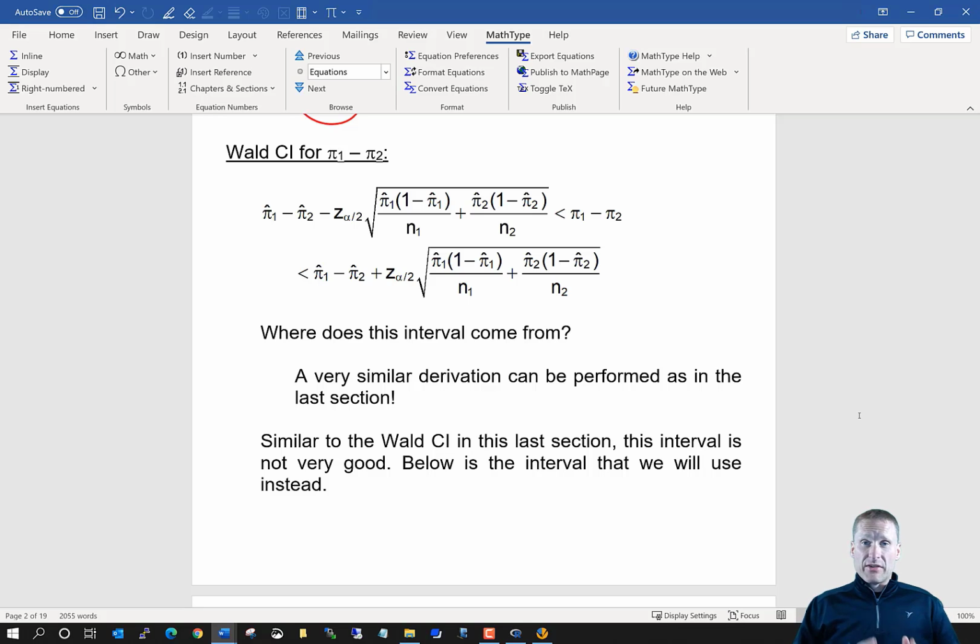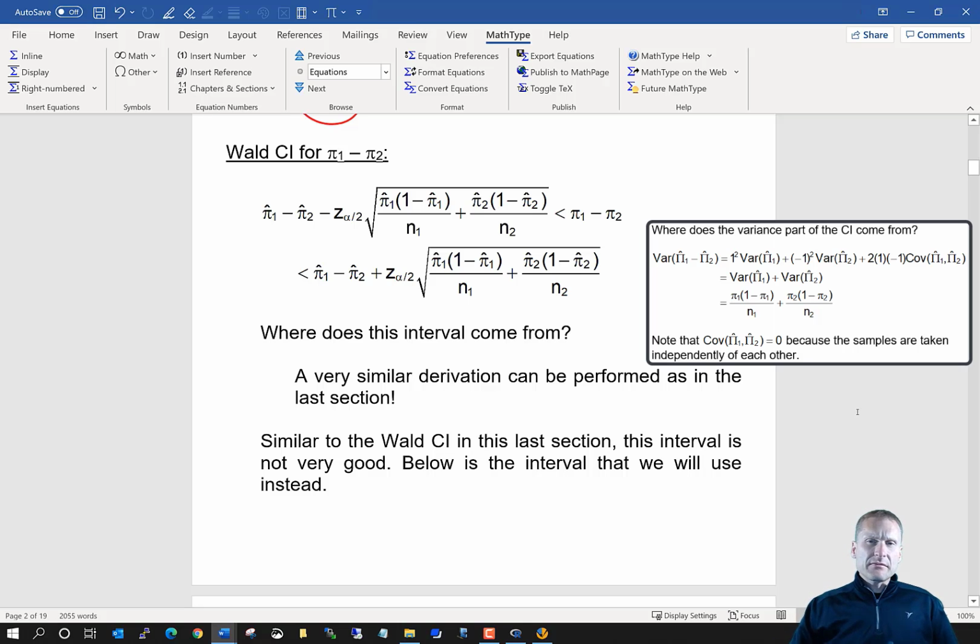Now here for the difference of these two population proportions, as we saw, or at least discussed, for one population proportion, this thing called the Wald interval, or Wald confidence interval, doesn't necessarily work as well as other confidence intervals. So we are not going to use this confidence interval in this class. But I do want to point out its structure.